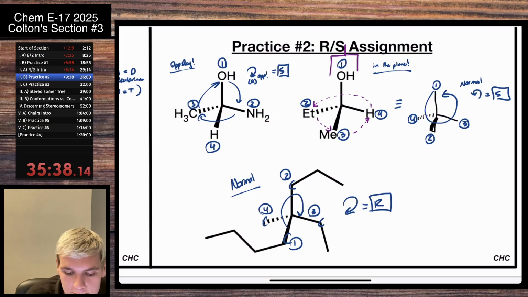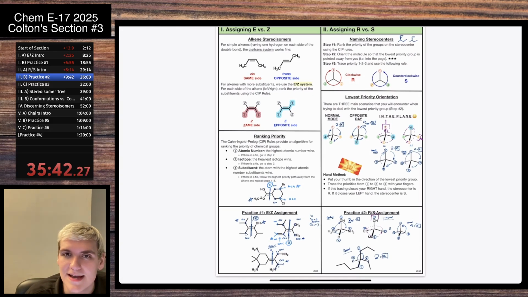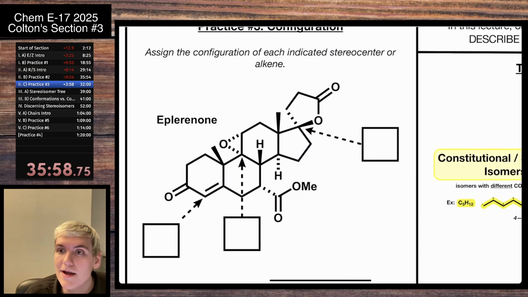So this was kind of our configurations assignment, like practice here with R and S and E and Z, going through how we label these specifically. And so now let's see how this would probably appear on an exam. So on an exam, we'll do something like practice 3, where we'll give you a big complicated molecule and we'll point to some things and ask like, what's the indication? Like, what is this? EZ, RS, neither, whatever.